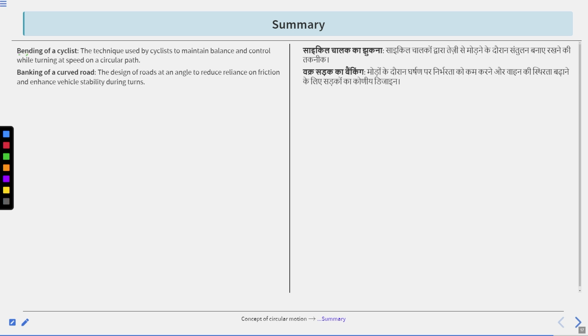Next is bending of a cyclist, the technique used by the cyclist to maintain balance and control while turning at speed on a circular path, and banking of a curved road, the design of roads at an angle to reduce the reliance on friction and enhance vehicle stability during turns. Clear? So these are the important terms.